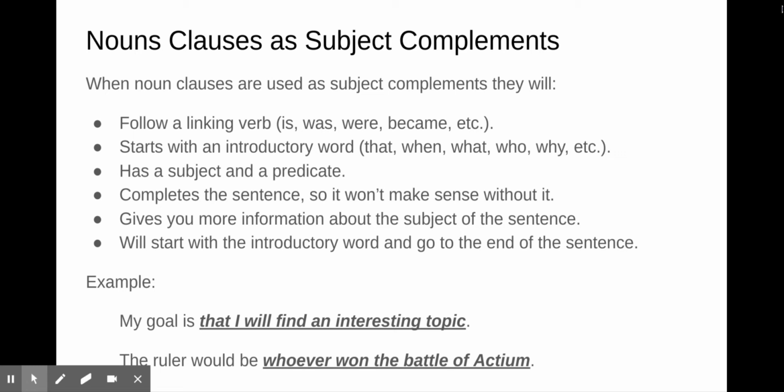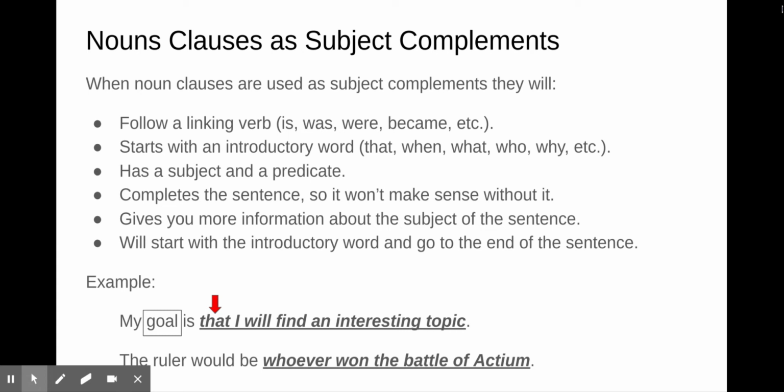Let's look at these examples. First sentence: my goal is that I will find an interesting topic. So in that sentence, there we have our introductory word. Look at what it's following. Is. There's that linking verb. Once we have that, we know we go to the end of the sentence. That makes it easier. And that I will find an interesting topic should tell me more about goal, which is the subject.